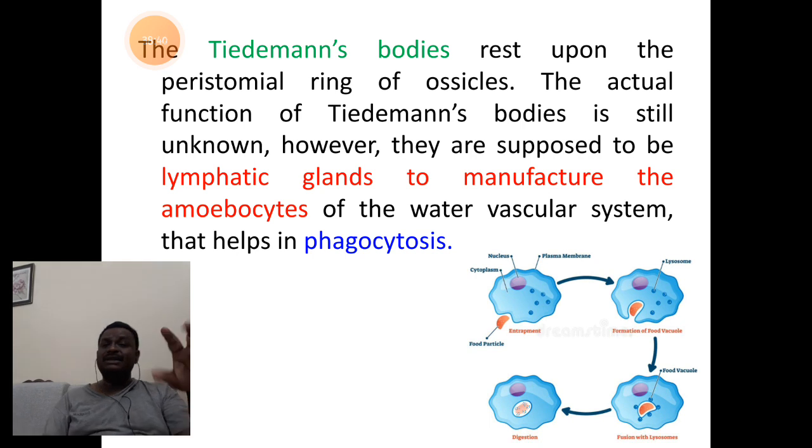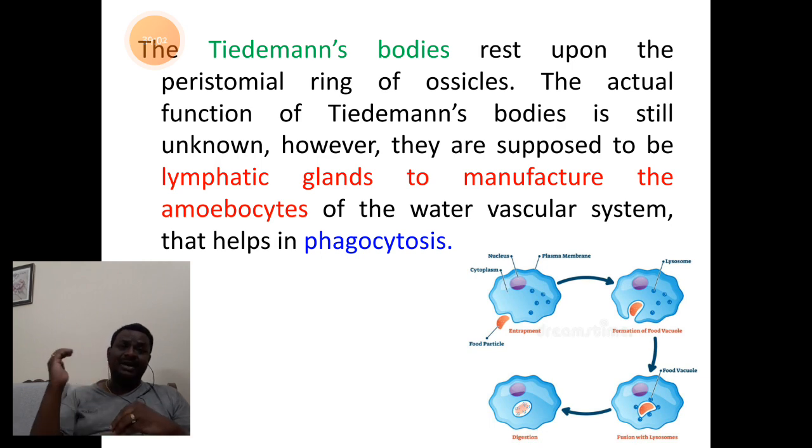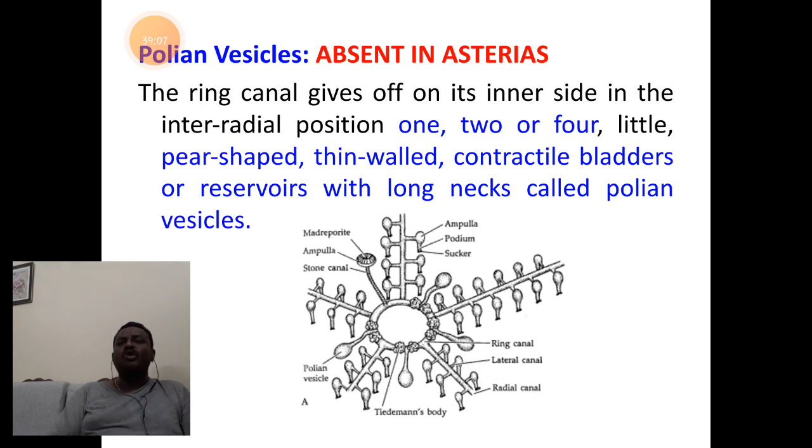Now, this is in the case of Asterias. Since we are studying Asterias as the type study animal, this is how the production of amoebocytes takes place for the process of phagocytosis. But in organisms of other classes of echinoderms, there is a special structure called Polian vesicles. These are totally absent in Asterias. They are extensions of the ring canal as pear-shaped, thin-walled, bladder-like structures. They help in intake of water and maintain the water pressure. That's the major function of Polian vesicles.